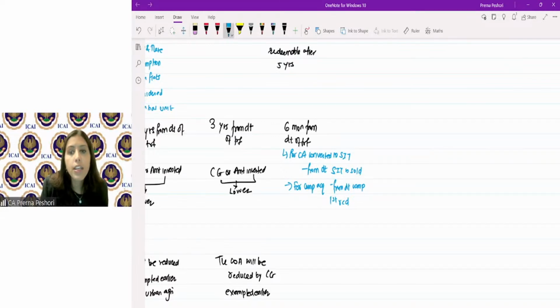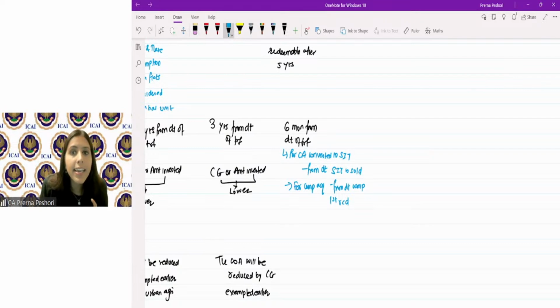Yes. Now, for the 54EC, yes, Sandhya, very good. Yes, Geeta, that is absolutely correct. Now, what is the important point over here is that you should invest in these NHAI bonds or REC bonds to get the exemption within the period of 6 months from the date of transfer.